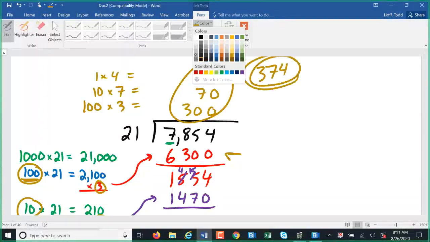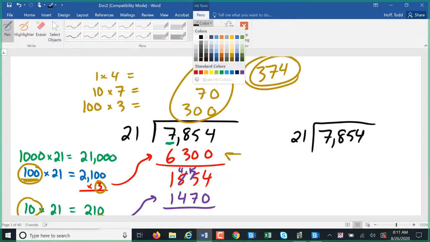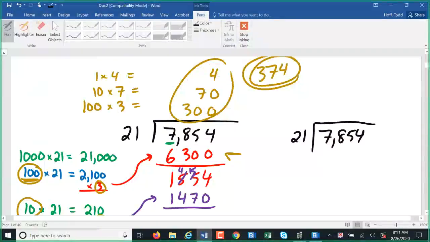Now, I am guessing that most of you are looking at what we did there and thinking, that looks nothing like what we were taught for long division. And it doesn't look much like it, but it's actually exactly what you were taught. Let's take a look. So 7,854 divided by 21. What we were taught was this.